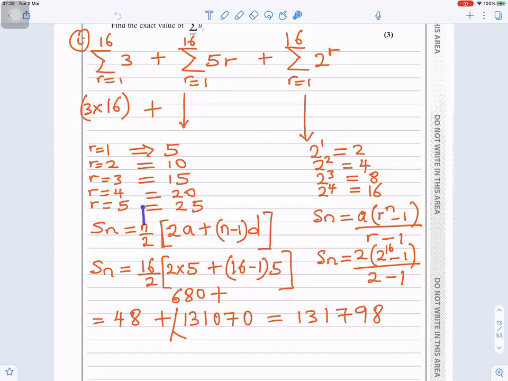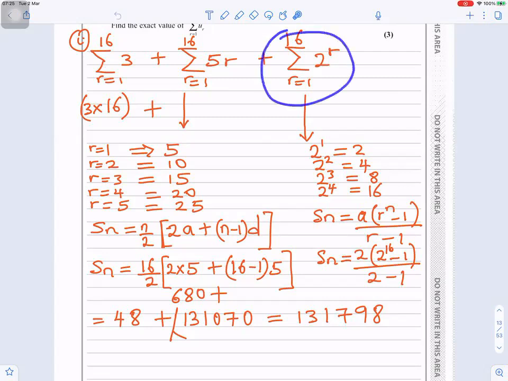So n is 16 because there are 16 numbers. The a, the first one, is 5. And d, the difference, is 5 because 10 minus 5 is 5, 15 minus 10 is 5. You put those numbers in, n is 16, a is 5, d is 5. You put it in your calculator and you will get the final answer, 680.